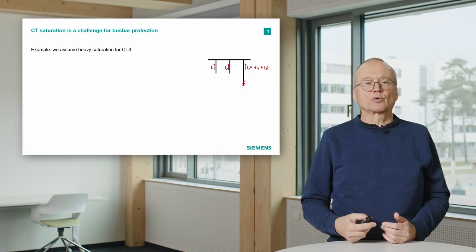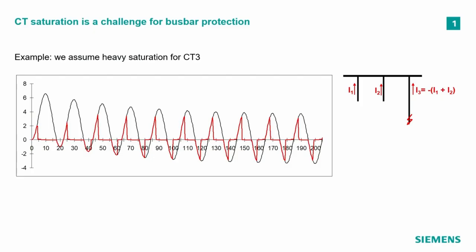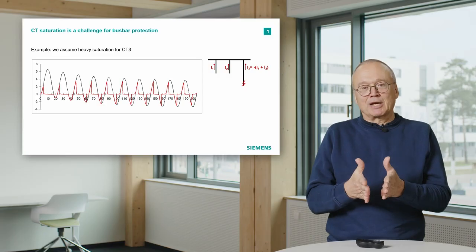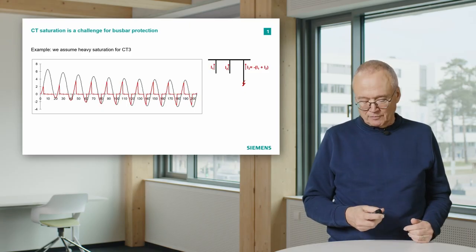short time into saturation, and the output signal of this current transformer will look like this. You see here in black the current it should show, but after a few milliseconds it says, oh, too much current, output is 0. To make it simple, we can say after some time the output of this current transformer is 0.